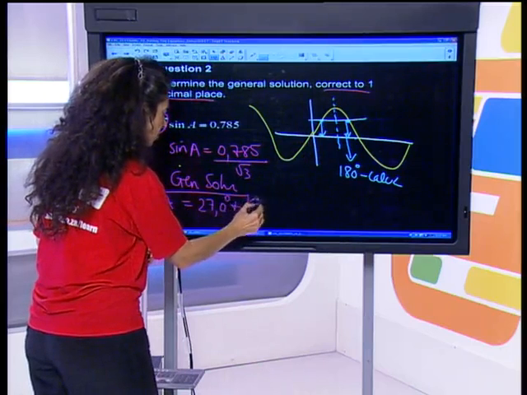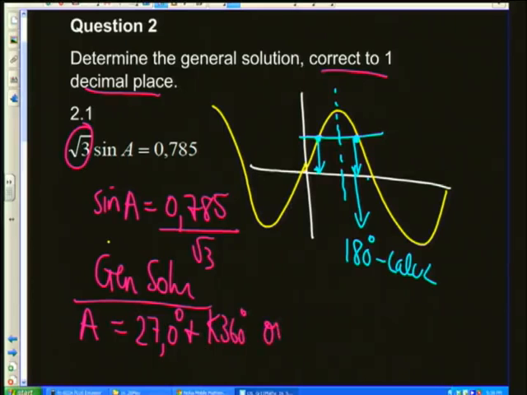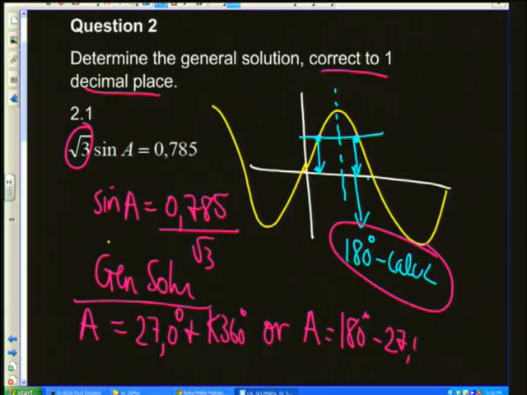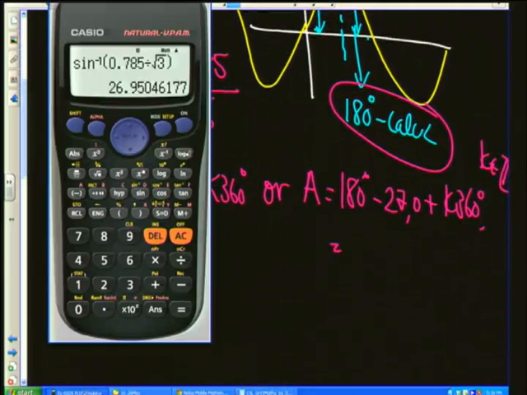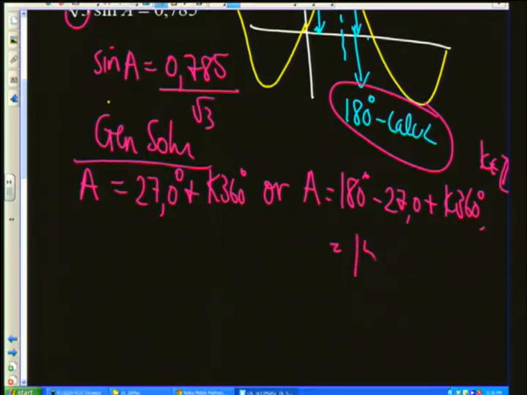And then the sine is periodic over 360, or A equals second angle of sine, which is always 180 minus the calculator angle, plus k360, where k is an element of the integers. And that gives us, on your calculators, you can just go 180 minus, knowing that you want the positive value of that. So that's 153,0 degrees.